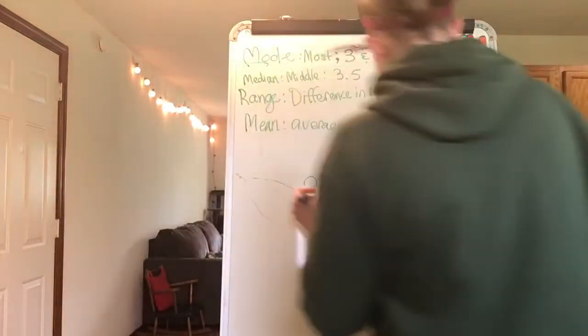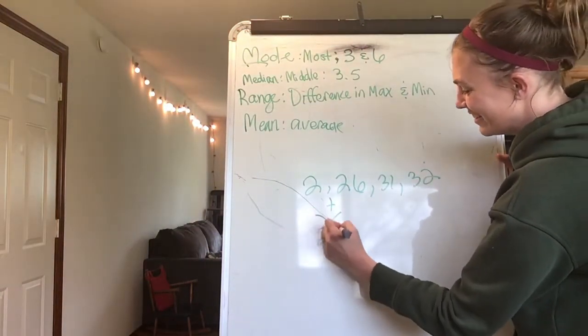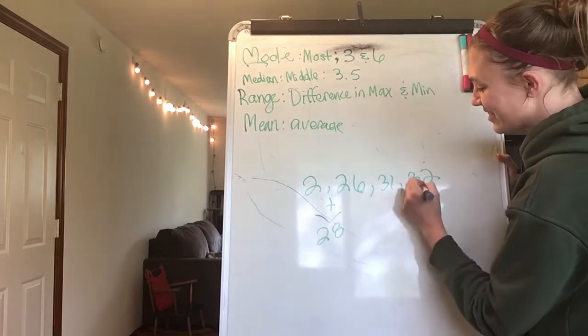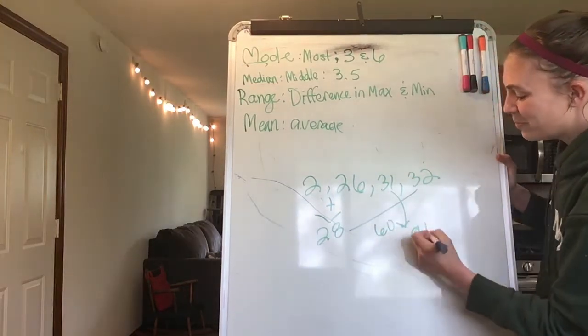Step 1, you need to add all of them together. So 2 plus 26 is 28. 28 plus 32 is 60. And 60 plus 31 is 91. So my total here, after I add these together, is going to be 91.